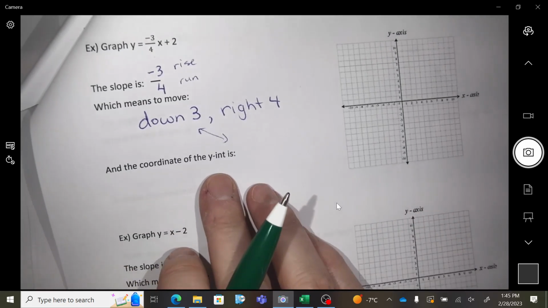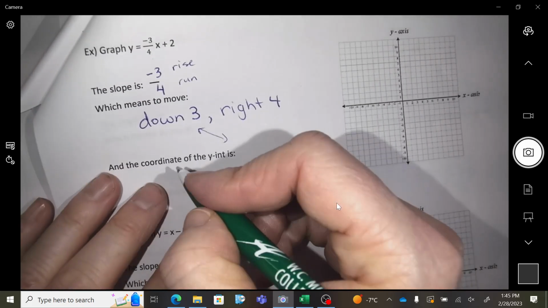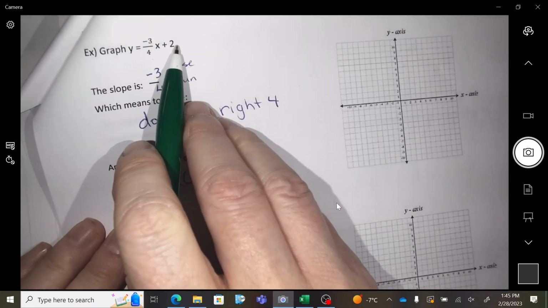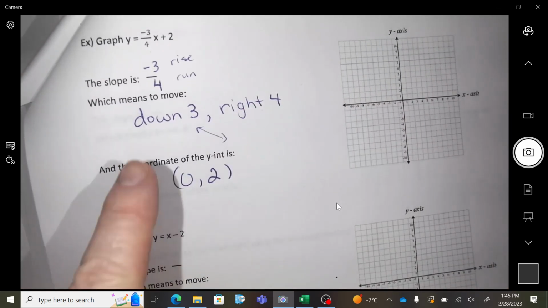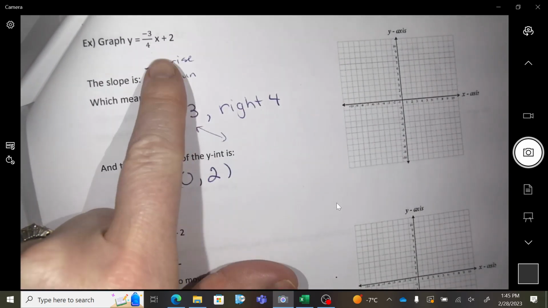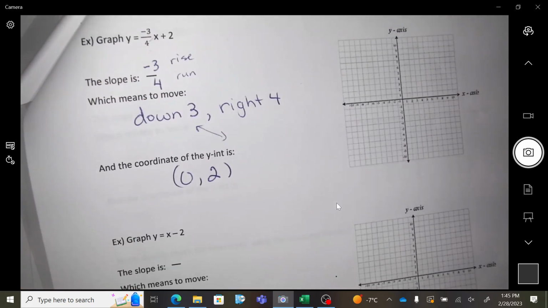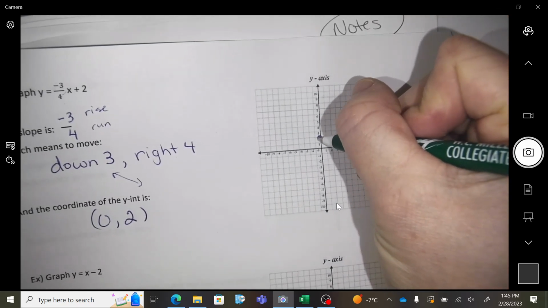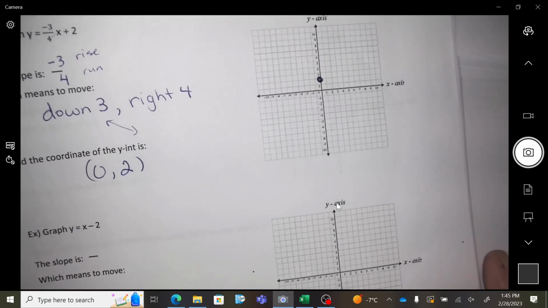And what is the value for our y-intercept? If x is 0, boom, what's the y? 2. Okay, so this is always just the y-intercept, because if x is 0, that part's gone, and then you just get the last number. So 0, 2, draw the y-intercept.